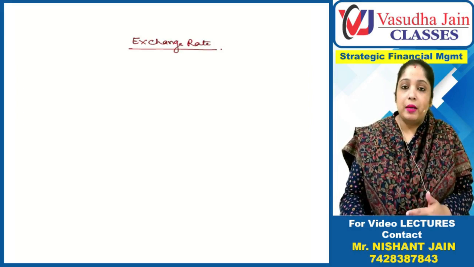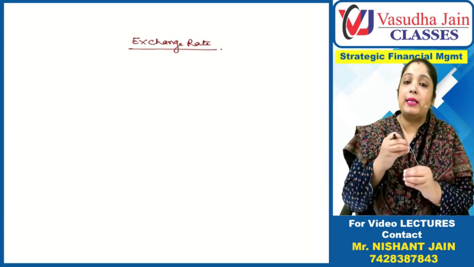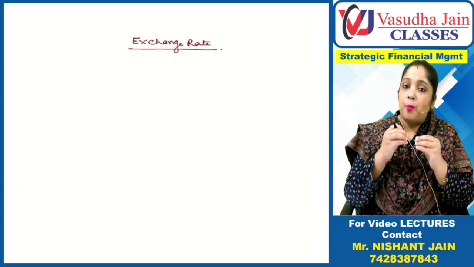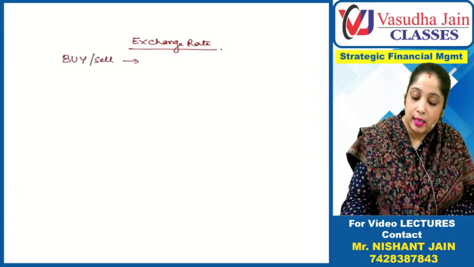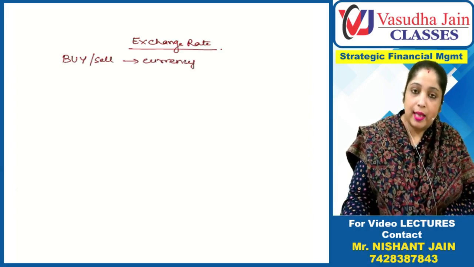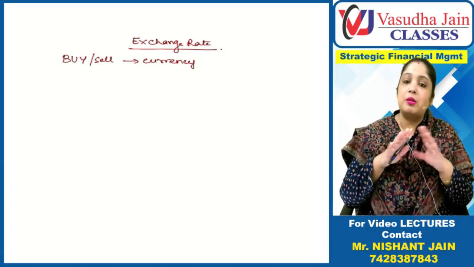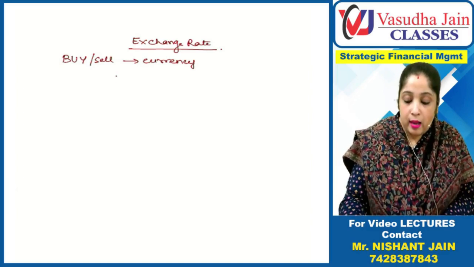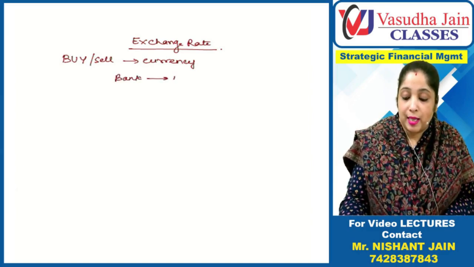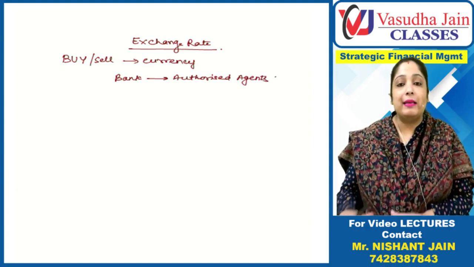Exchange rate is the rate which is quoted by a bank or authorized agent. Can you buy or sell a currency with anybody? Can you come to me and buy a currency from me or sell your currency to me? The answer is no. You cannot buy or sell currency to anybody. Only through a bank or their authorized agents can you buy or sell currencies.